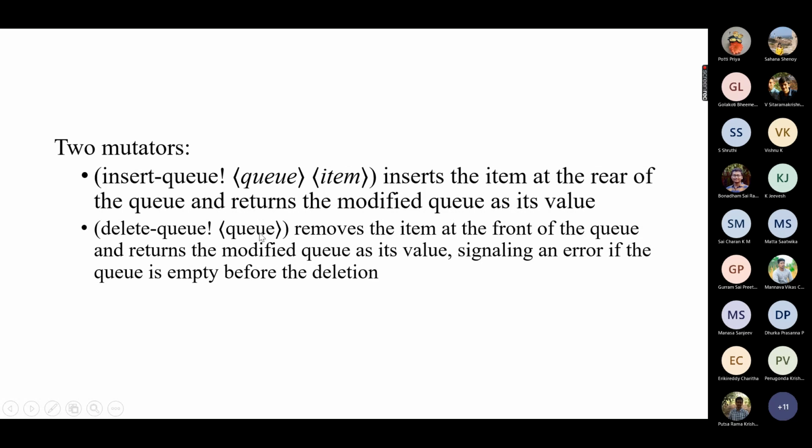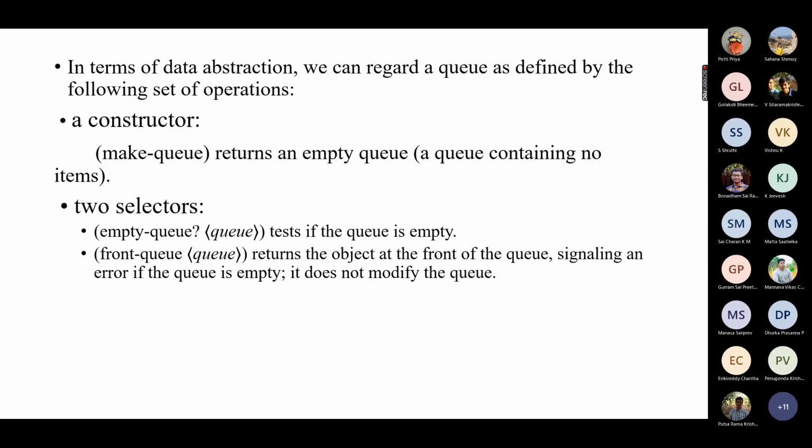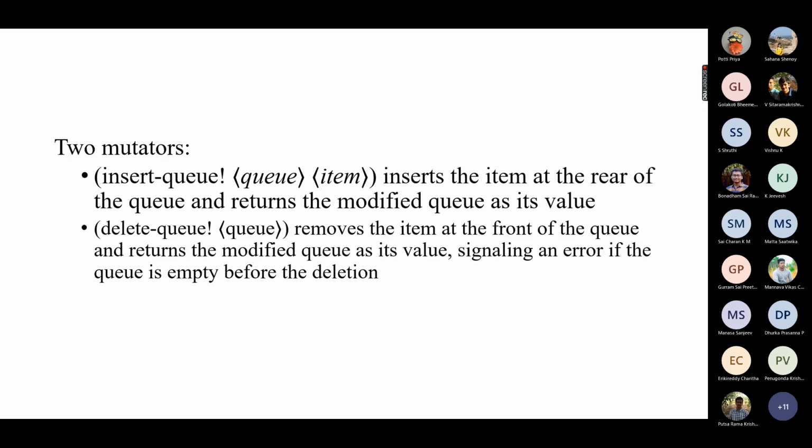Delete queue takes only one parameter, the queue in which you want to perform the deletion operation. It removes the item at the front of the queue and returns the modified queue. Whenever you are writing a procedure or mutator, you have to take care of all the cases. If there are no items in the queue, how can you delete? In that case, your procedure has to signal an error. So the two mutators are needed. One constructor, two selectors, and two mutators are required.